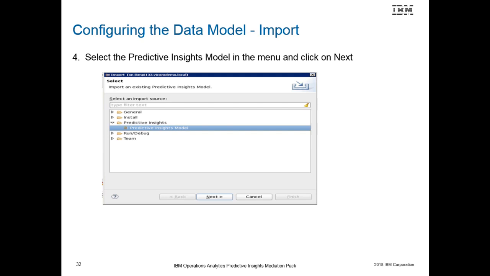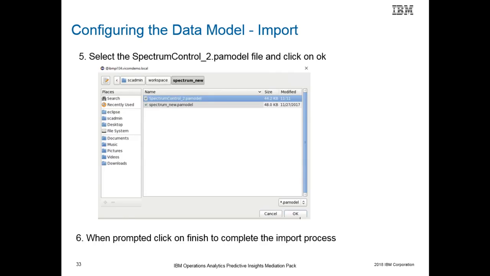Select the Predictive Insights model in the menu and click on Next. Select the Spectrum Control PA model file and click on OK. When prompted, click on Finish to complete the import process.